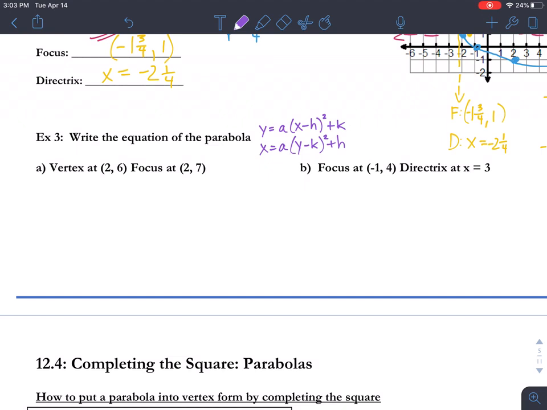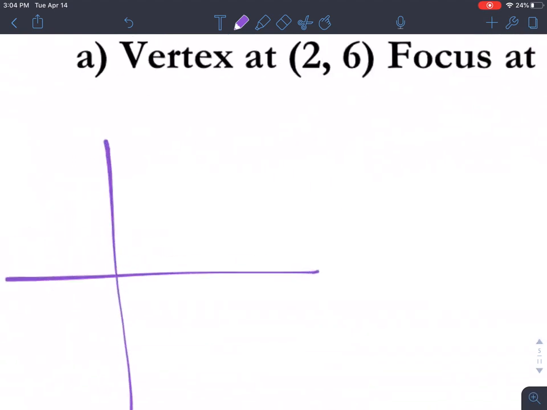So let's try it out and finish this up, guys. So take a look here. This first one, the vertex is 2, 6.